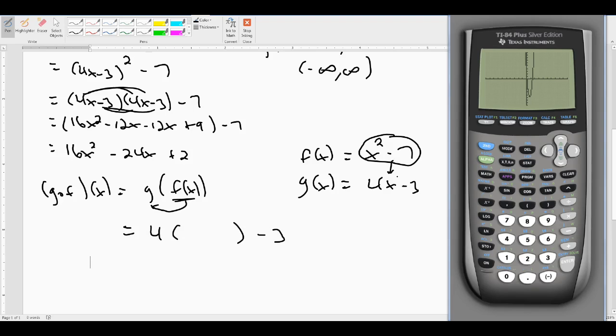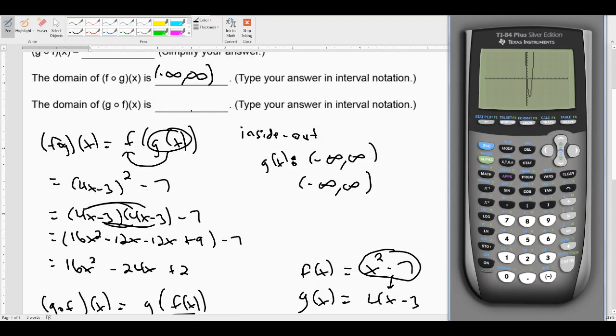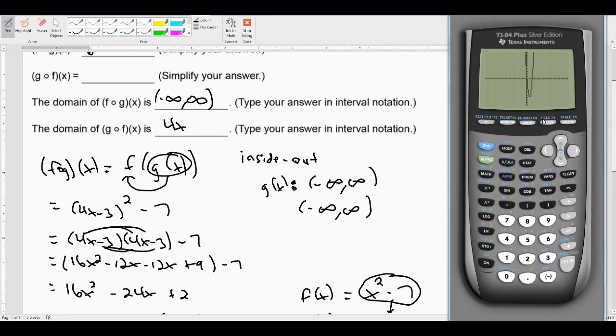So what goes in place of the x? It's the x squared minus 7. See that? F inside of g. And then clean it up. 4x squared minus 28 minus 3. 4x squared minus 31. And that's our g op f. 4x squared minus 31.